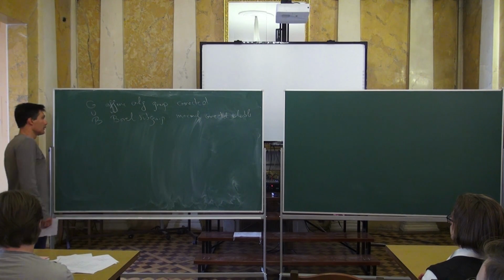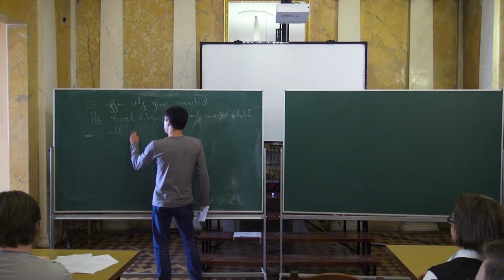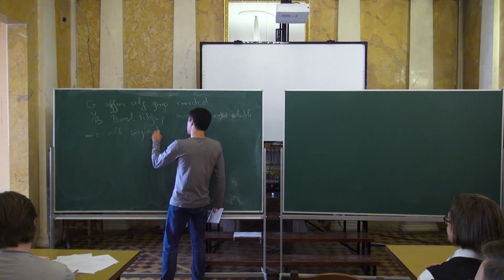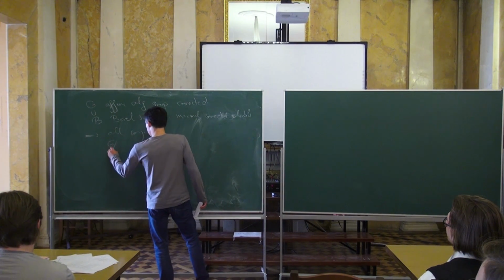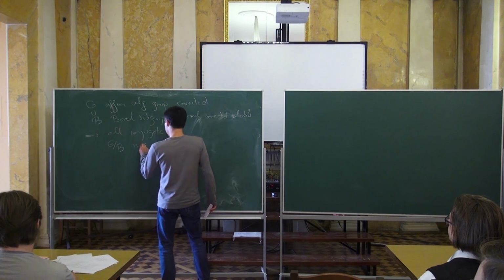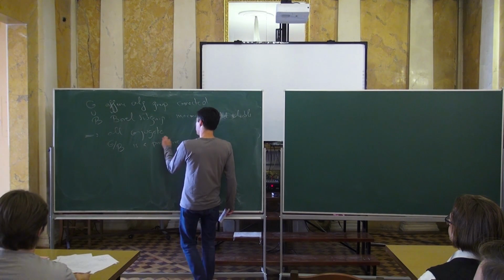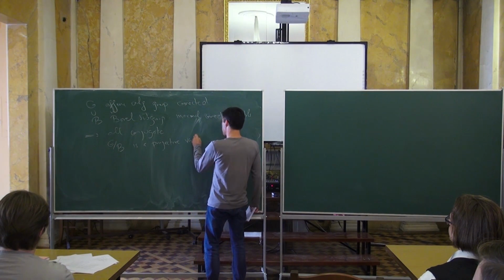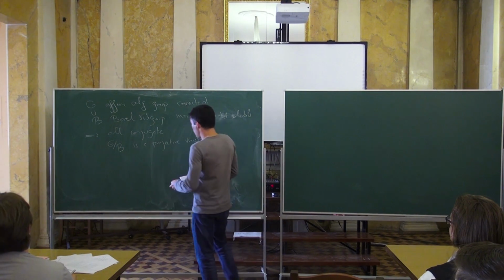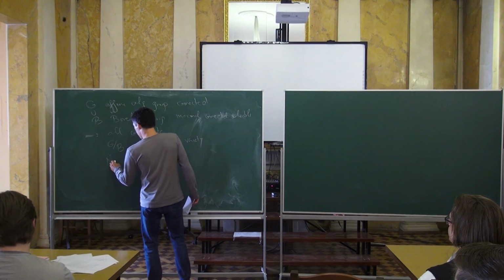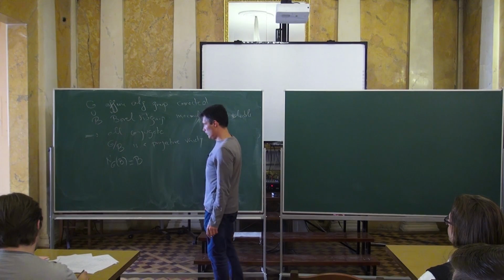And among other things, we proved that they are all conjugate. And we proved that G mod B is a projective variety. And I stated, without proving it, the fact that the normalizer of B is B itself.